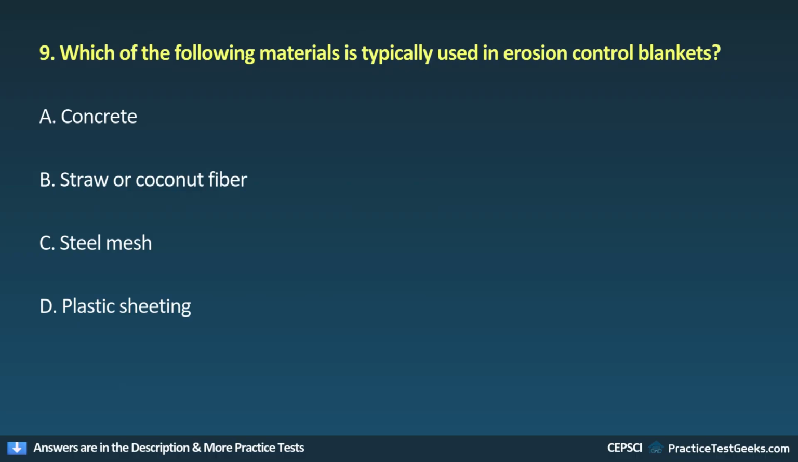9. Which of the following materials is typically used in erosion control blankets? A. Concrete. B. Straw or coconut fiber. C. Steel mesh. D. Plastic sheeting.